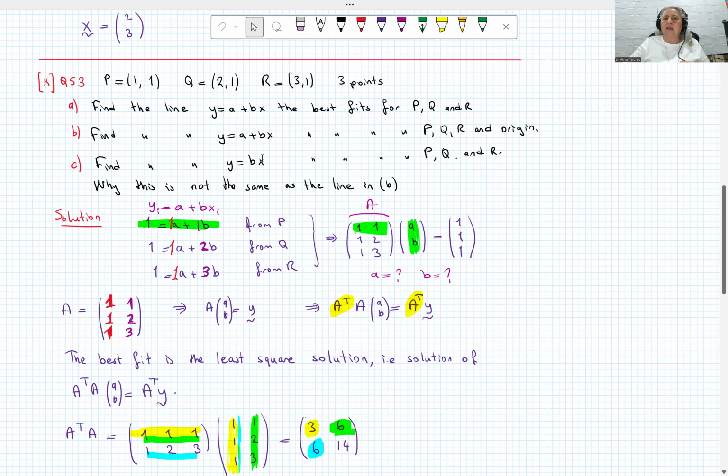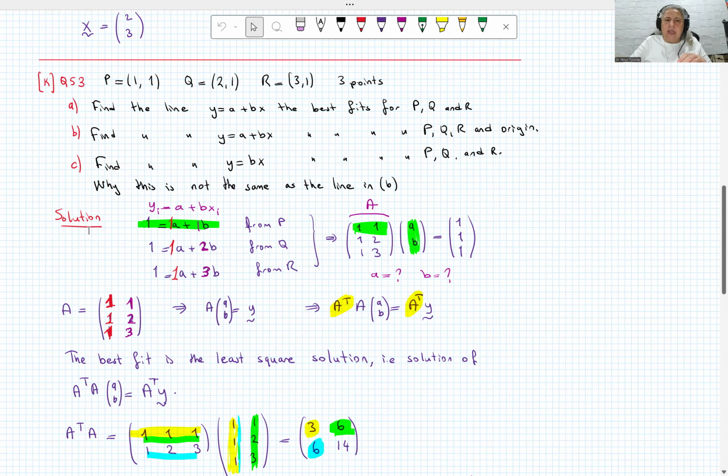Part C is saying to find the line passing through the origin, because A is equal to 0 in this case. Find the line equation passing through the origin which also best fits points P, Q, R. Okay.